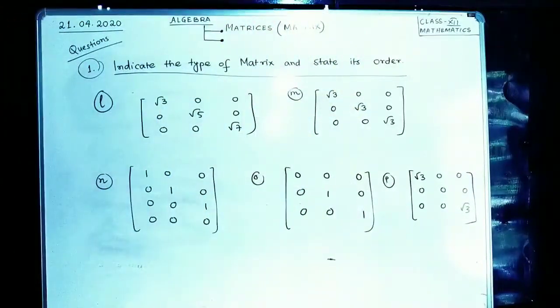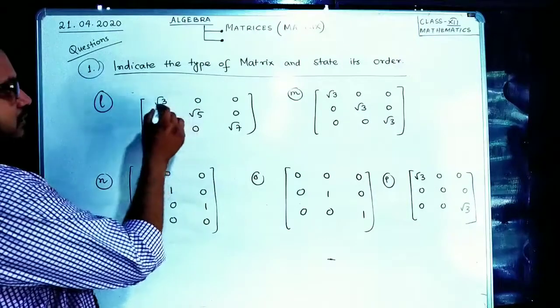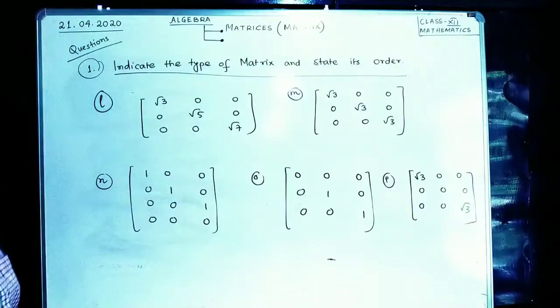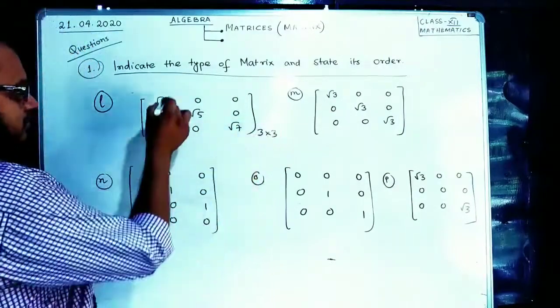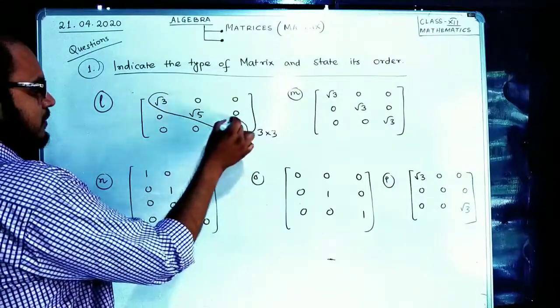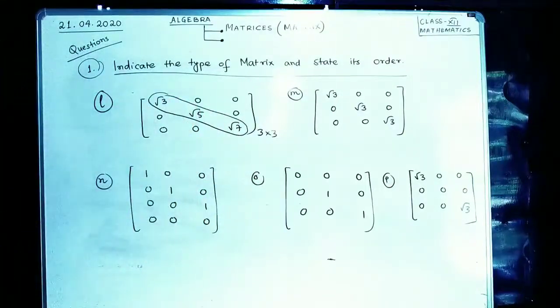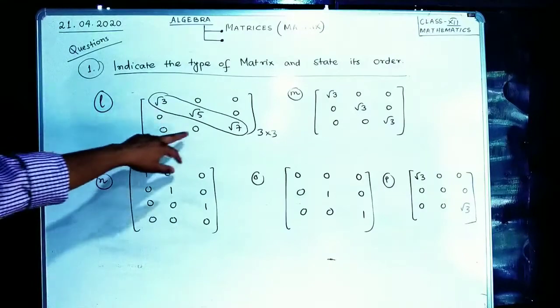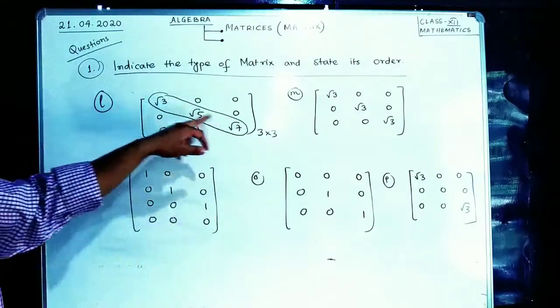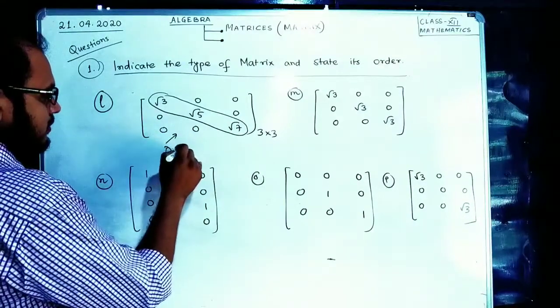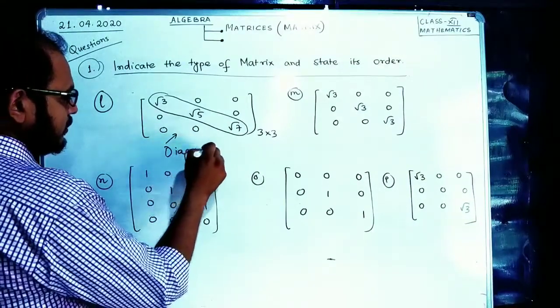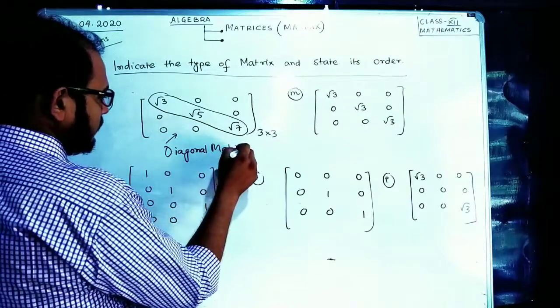Okay, look at question number L. What about this type of matrix? See, this is the diagonal, obviously a square matrix. First of all, we must recognize that it is a square matrix of order 3 by 3, and the diagonal of the square matrix is shown here, and all the off diagonal elements are 0. They are not equal, so this is only a diagonal matrix. We call it a diagonal matrix of order 3 by 3.